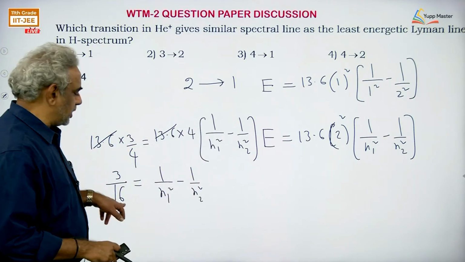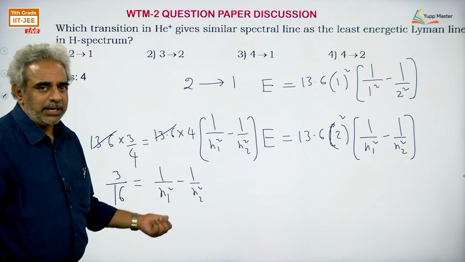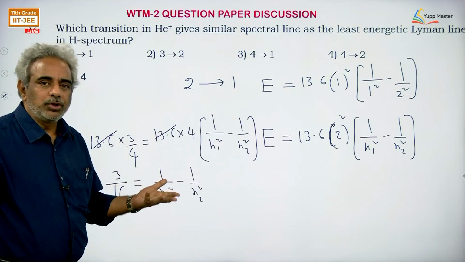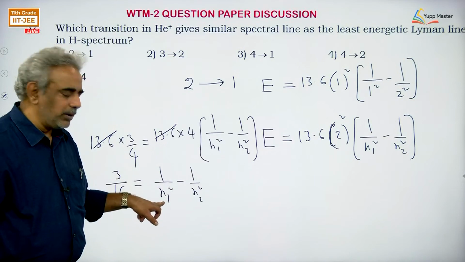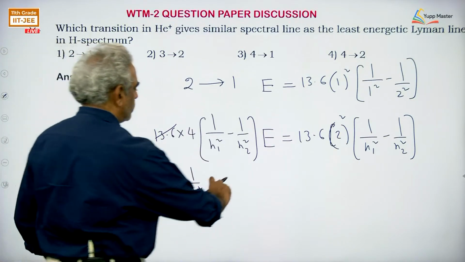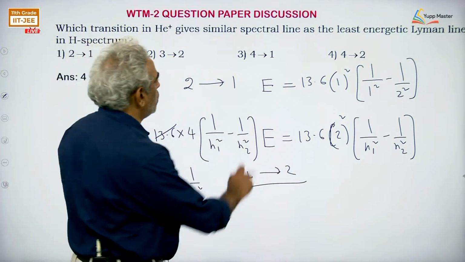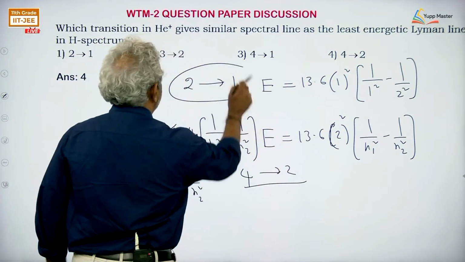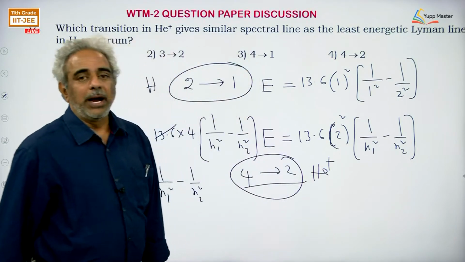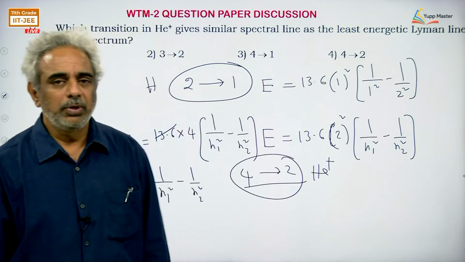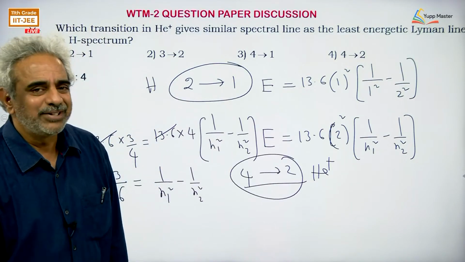See, once you have 16 here, these being quantized values, which square can it be, 16, 4 square. So, definitely this is 4. From that you can calculate n1, you will get 2. So, 4 to 2 transition. So, 2 to 1 in hydrogen and 4 to 2 in helium plus give identical wavelengths. You can write the Rydberg equation and verify that, you will find it true. That is a beautiful question.